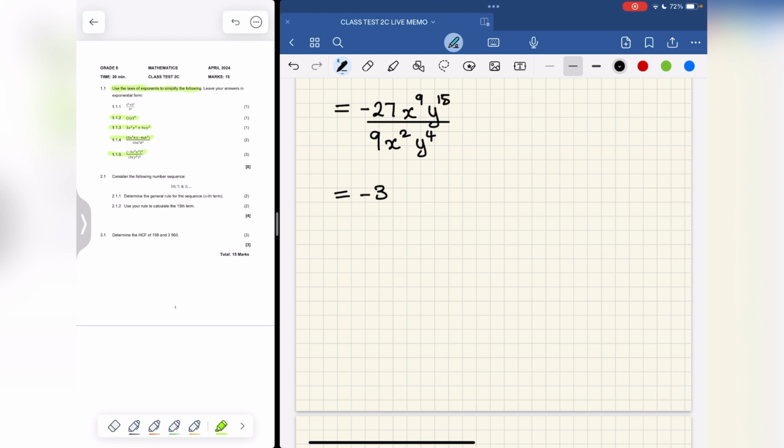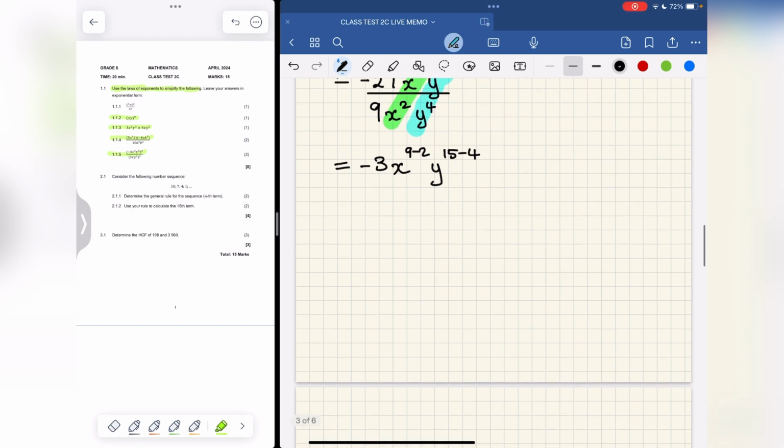Now for my powers, once again, I've got my powers of x. So I'm going to keep my base and subtract my exponents. For my powers of y, I'm going to keep my base and subtract my exponents because I'm dividing. Then simplify, I've got negative 3, x to the power 7, y to the power 11.